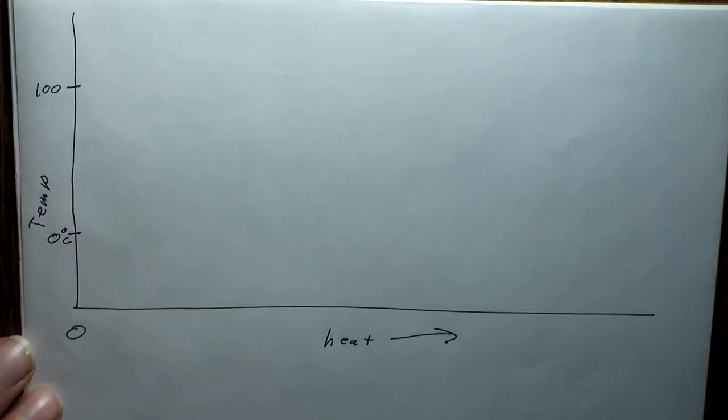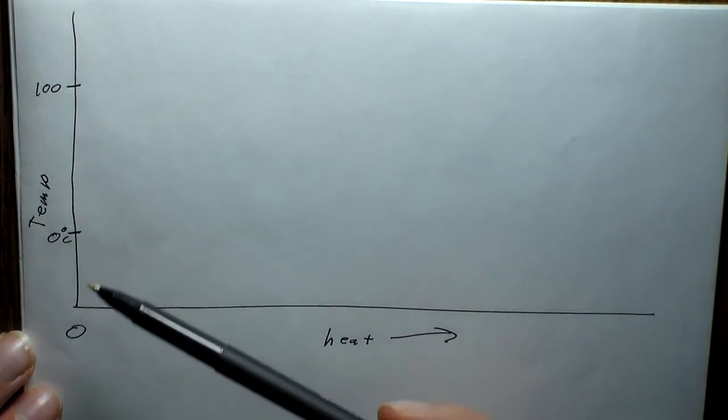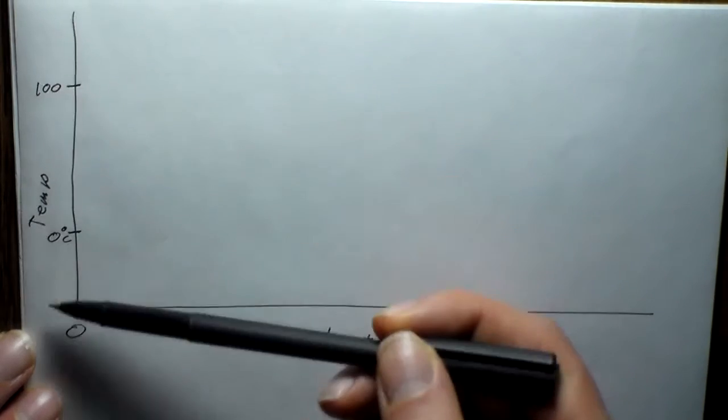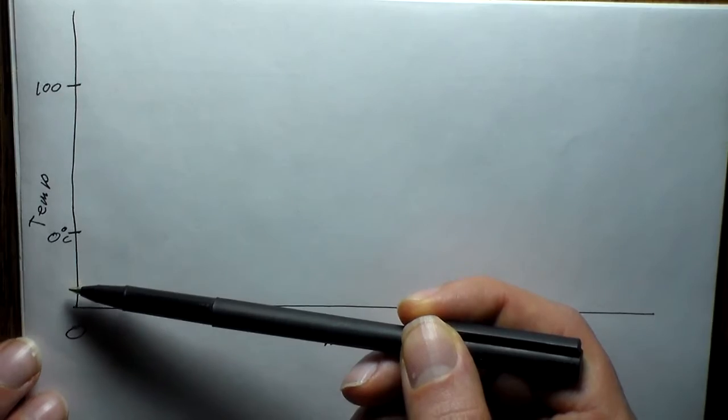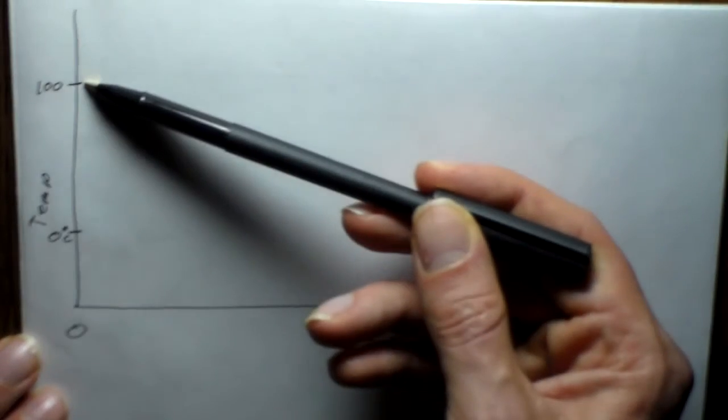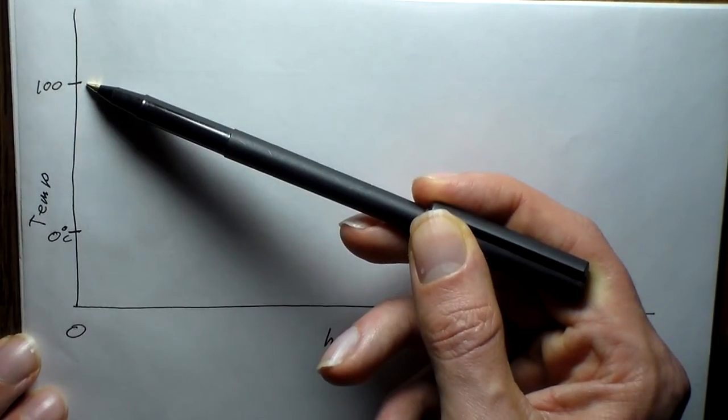Alright, so here we have on the x-axis the amount of heat added. This is just arbitrary units. I'm not trying to plot this out accurately. And over here on the y-axis is going to be our temperature, and we're going to be dealing here with water, so of course our melting and our boiling points are at 0 and 100 degrees Celsius.